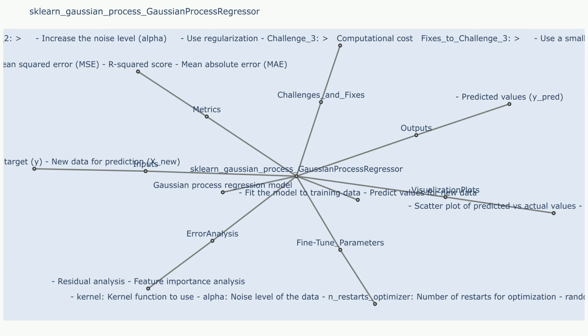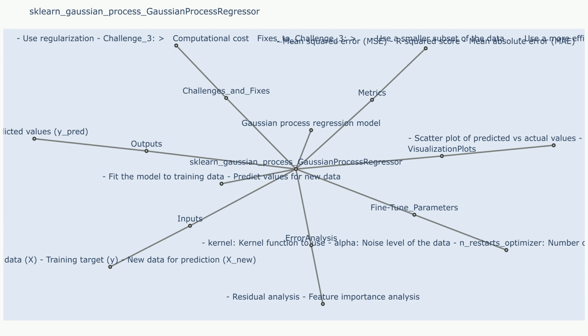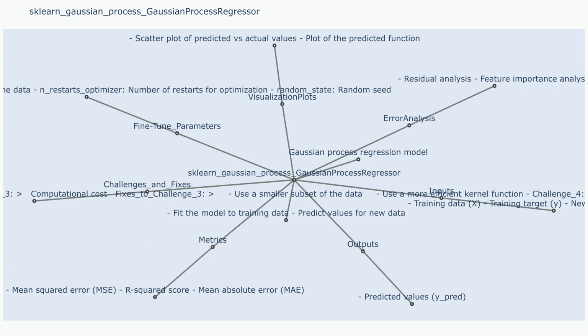Fixes to challenge 1. Simplify the kernel. Consider using a simpler kernel like a linear or RBF kernel, which might prevent overfitting. Regularization: use the alpha parameter to introduce regularization, which helps prevent overfitting by penalizing model complexity. Cross-validation: use cross-validation to assess the model's performance on unseen data and identify overfitting early on.